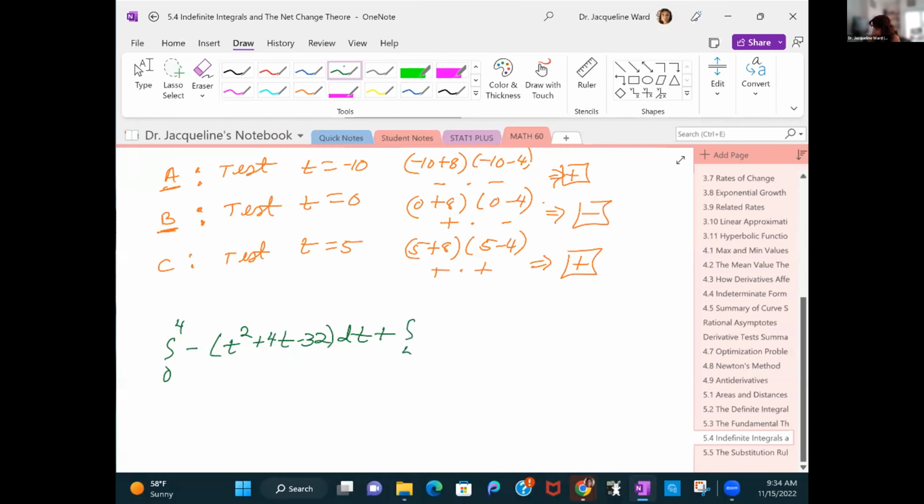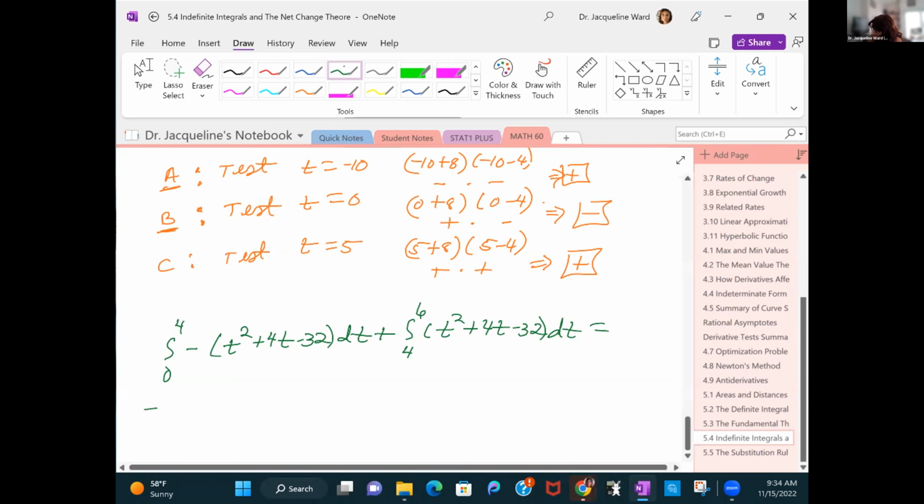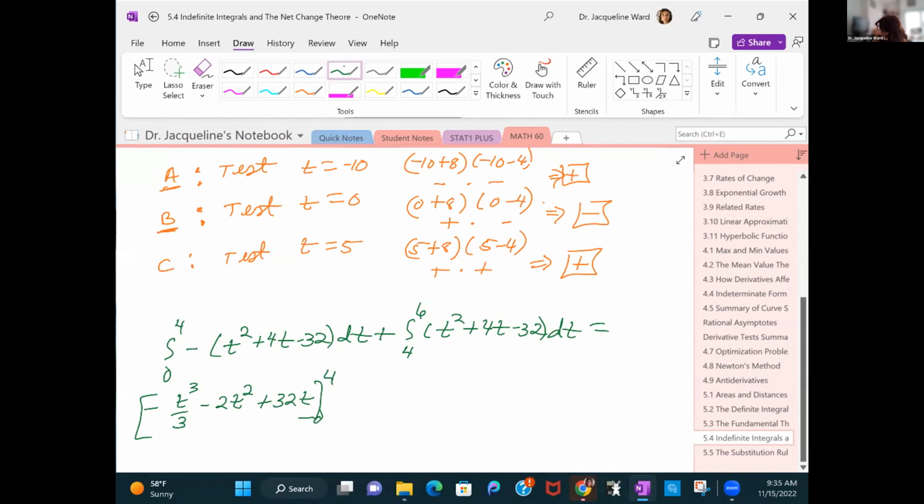And then from 4 to 6, you're going to take just the positive and add them together. Right, so you're going to take that negative and take the opposite of it. All right, so you're going to get the negative t cubed over 3, minus 4t squared over 2, plus 32t, from 0 to 4, etc.